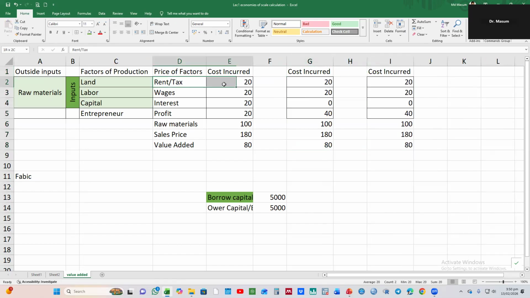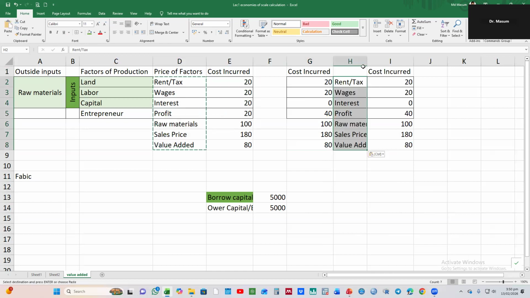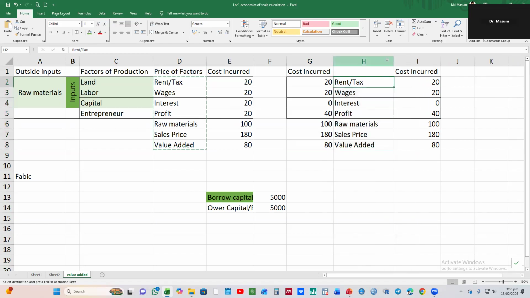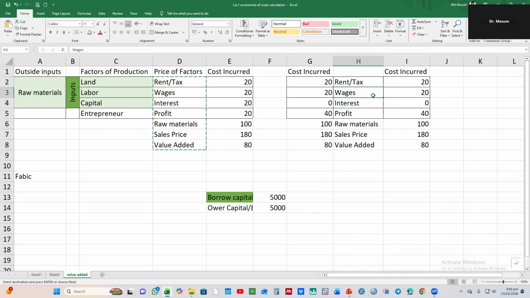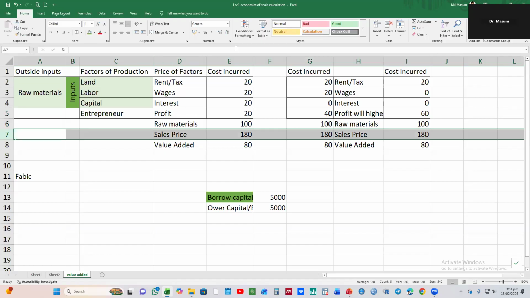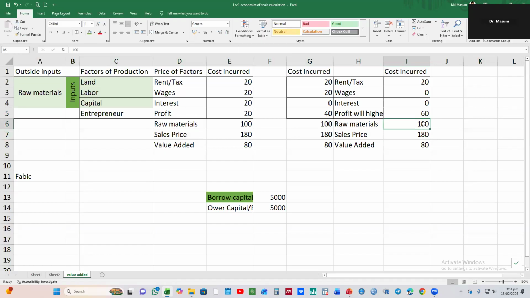Say for an example, here the rental of the tailoring shop is 20 taka or $20. Wages, now the tailor usually does not have any workers, so this time his wages is zero. Wages is zero, but he is self-employed. Because of his self-employed, what will happen? His profit will be higher. Say for example, his wages will also be included here in profit. And sales price usually is same among all scenarios. So here raw materials price is also same.